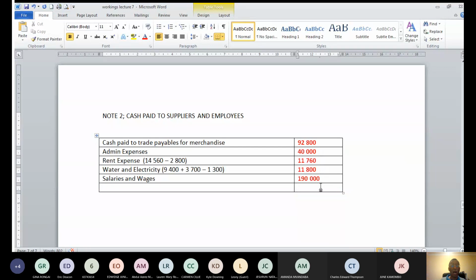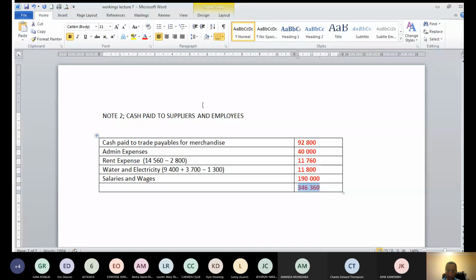Right. So my cash paid to suppliers and employees will consist of the 92,800 that was paid to my trade payables for merchandise, 40,000 rand that was paid for admin expenses, 11,760 that was paid for rental, for water and electricity I paid the amount of 11,800, and for salaries and wages we paid 190,000 rand. So I have got a total outflow of 346,360. That is my answer for note number 2.